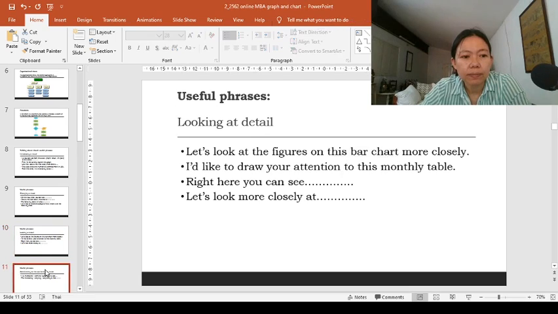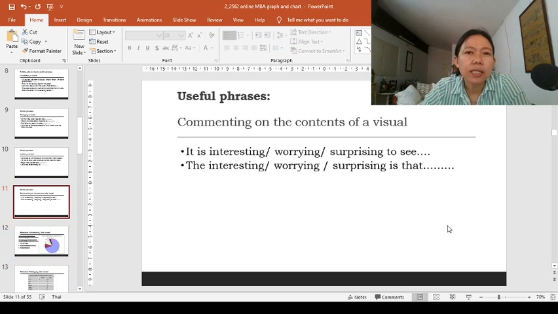And next, in case you would like to give your opinions or comment on the contents of the visual, you can use the following adjectives. For example, an adjective that shows the positive side, like interesting, or an adjective that shows something negative, like worrying, or you can use surprising to show something unexpected. So now we are going to do some exercise together.